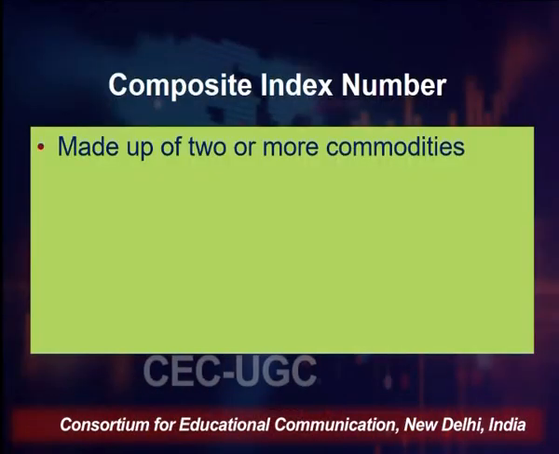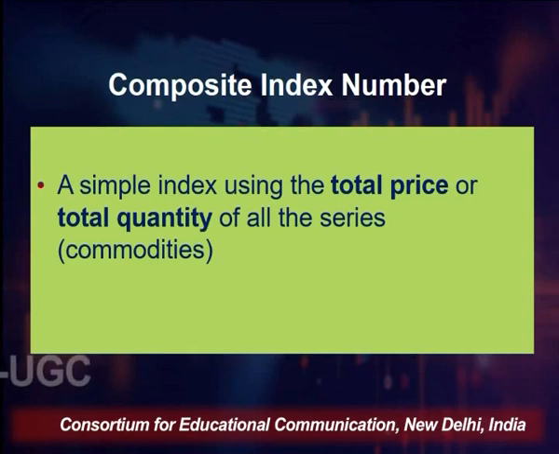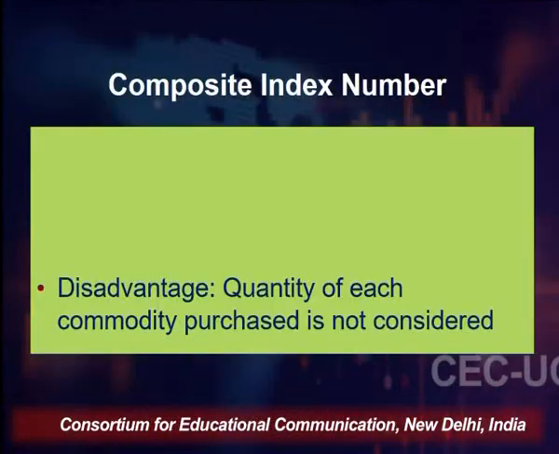The second aspect of index number is the composite index number. I'll briefly tell you about it. It is made up of two or more commodities. When you club two or more commodities, we call it a composite index number, and it is a simple index using the total price or total quantity of all the series. The disadvantage of it is that the quantity of each commodity purchased is not considered, because you are computing a composite index number, so you are not considering the quantity of each commodity purchased.